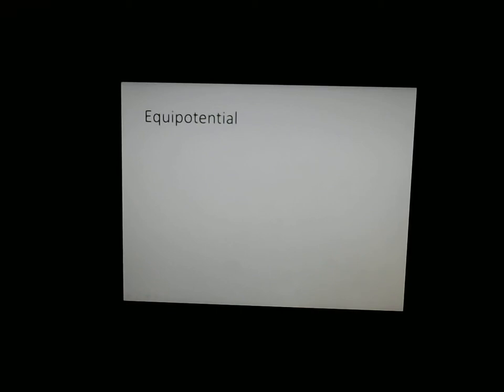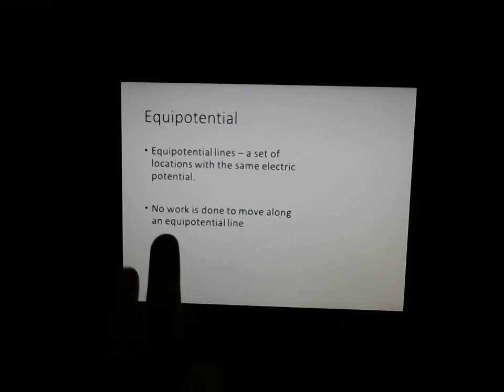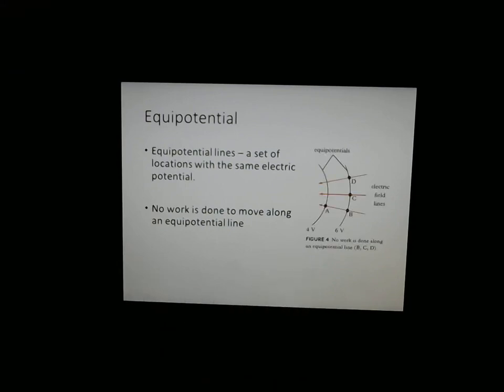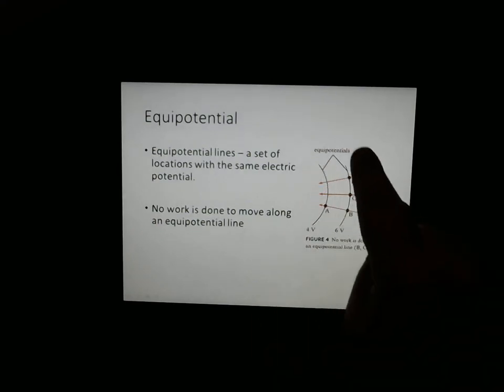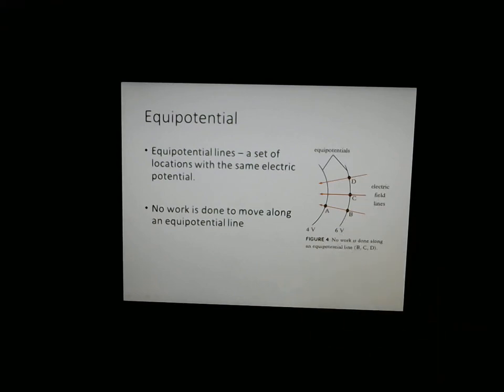And like we said with electric potential energy, you don't need to do any work to move along an equipotential line. So an equipotential line is a set of locations with the same electric potential, and no work is done. Right, and here's a visual idea of this. Here's a 4 volt equipotential line with point A on it, and there's a 6 volt equipotential line. And if I was at B and I moved a charge to C, it wouldn't take me any energy. If I moved it to D, it wouldn't take me any energy.